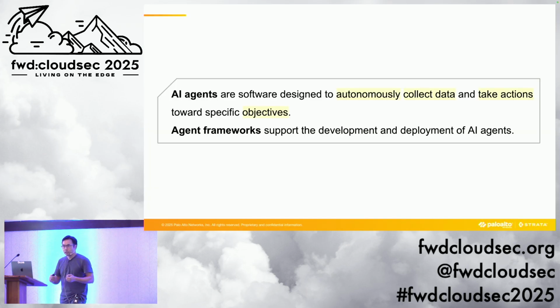For today, there's no formal definition of AI agent. This is how I define it. AI agents are software designed to autonomously collect data and take action towards specific objectives. Agent frameworks like Bedrock agents support the development and deployment of AI agents.